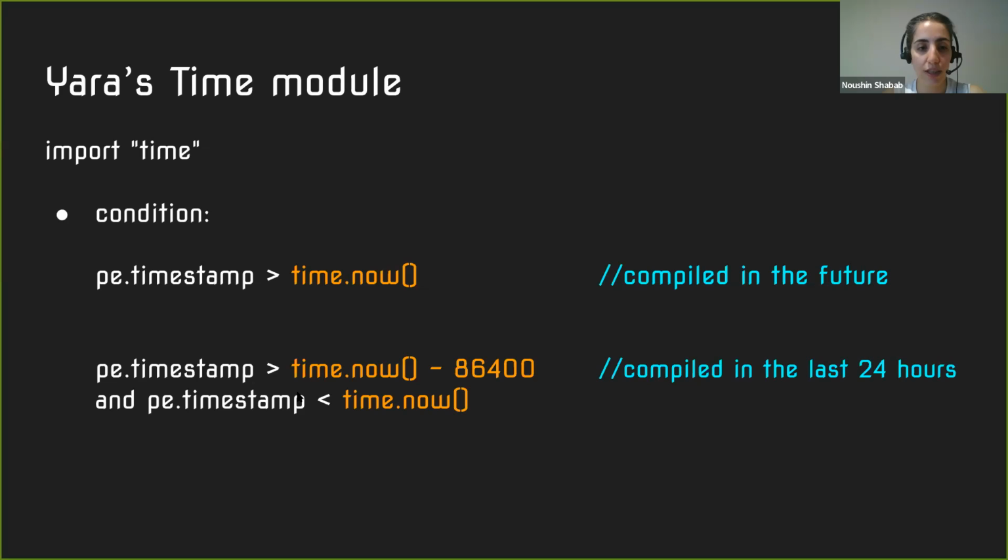Also, the second one, we are checking if pe.timestamp is greater than time.now minus 86,400 and is less than time.now. What this means is that the file is compiled in the last 24 hours. These are quite useful if you run these sort of rules in a collection, for example, in VirusTotal or somewhere else, to make sure that you catch very new files that have been compiled in the past 24 hours.